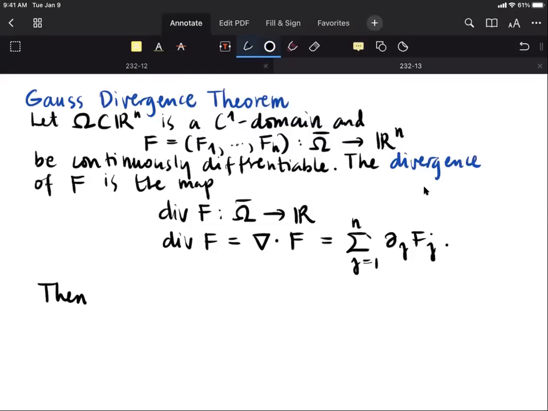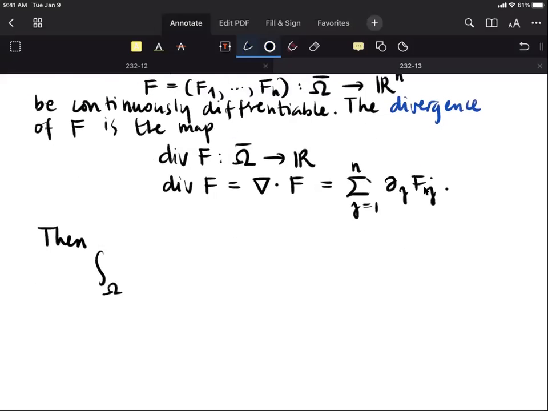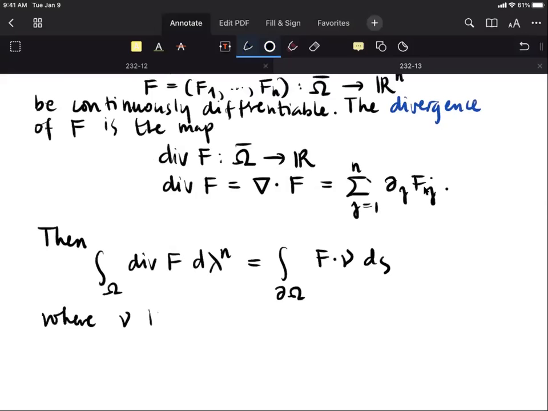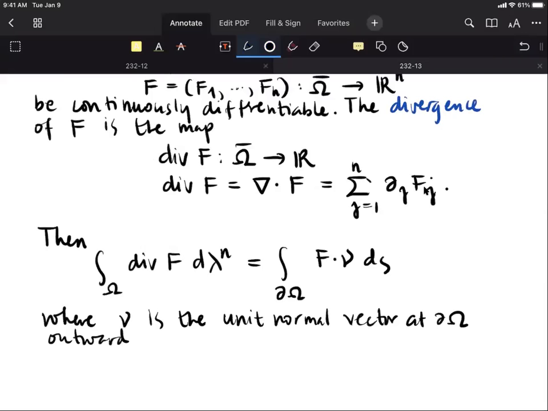Then the integral over the domain omega of the divergence of your vector field with respect to the Lebesgue measure is the boundary integral of the dot product of your vector field with nu, where nu is the unit normal vector at the boundary, outward of omega, or outward to omega.